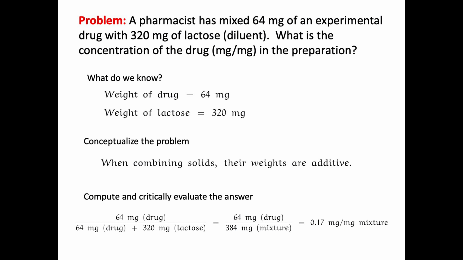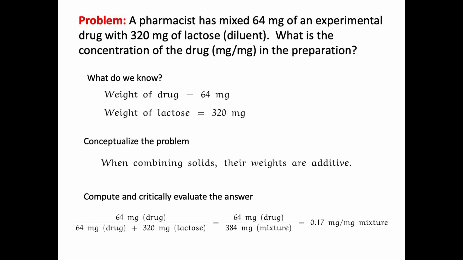Rewriting what we know. Let's just separate it. What we know is that the weight of the drug in the mixture is going to be 64 milligrams. We also know that the weight of the lactose is 320 milligrams. What would be wrong at this point was just to assume that the answer would be the value of 64 divided by 320, because there's a concept missing here.